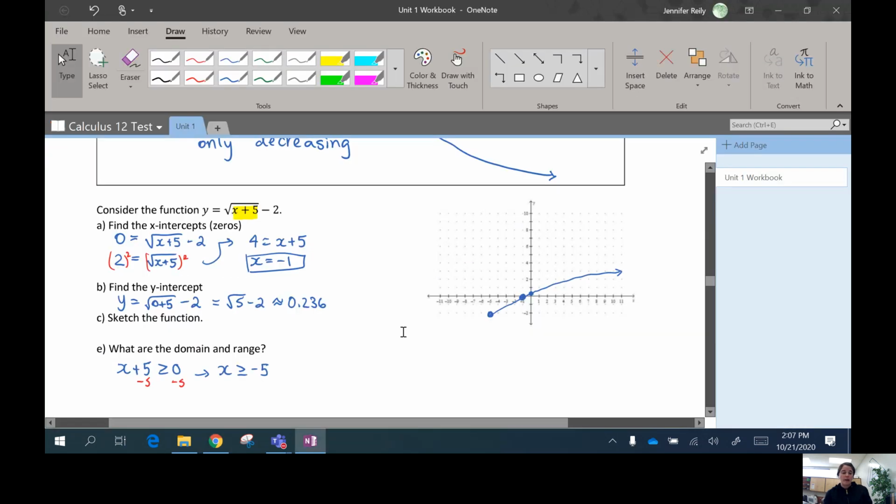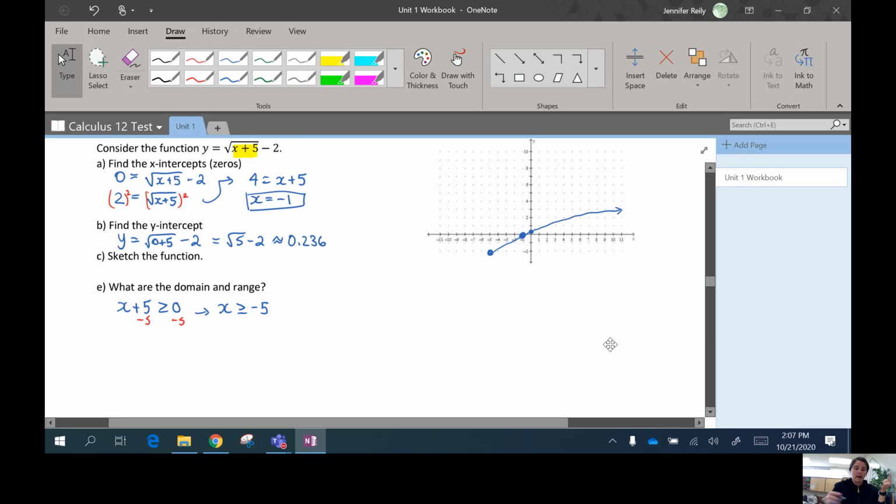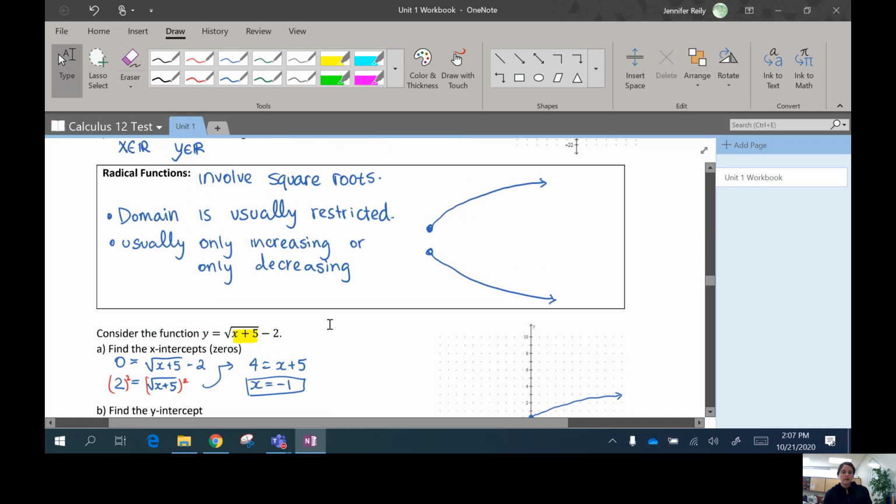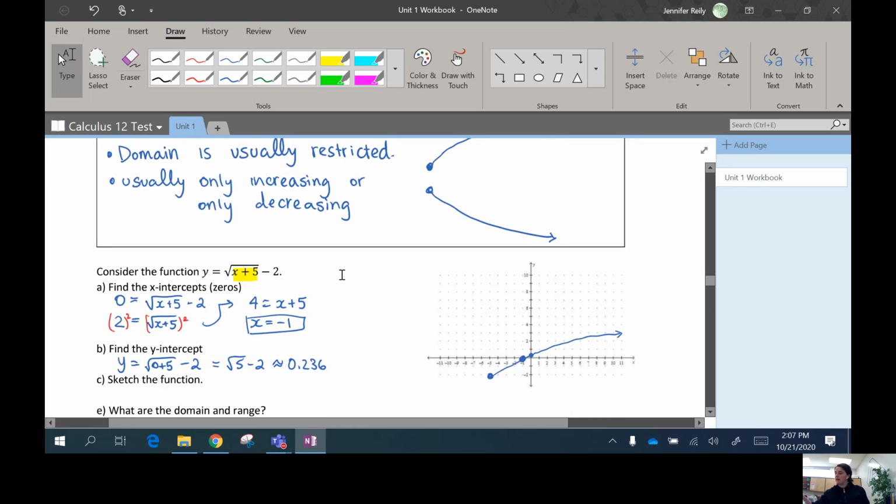So the main ideas for radical functions are they have a restricted domain, and they're only ever increasing or decreasing, and that's pretty much it. The range we can get by looking at the graph, so we can see the y values are always greater than or equal to -2 for this graph. Okay. Good. So far we've done 2 types.